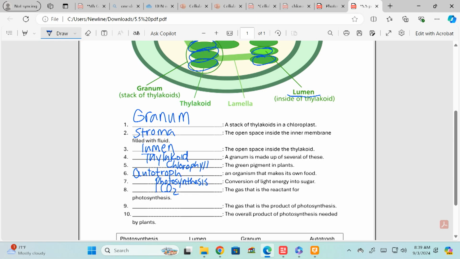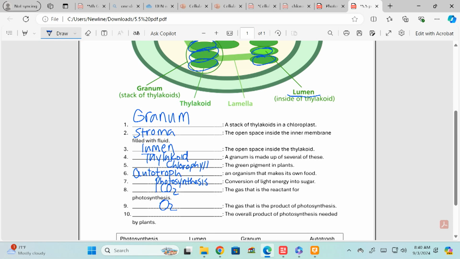Number 9 is asking the gas that is the product of photosynthesis. Product means what are we getting out of it? So we put in carbon dioxide, what do we get out of it? We get out oxygen. And so I'm just going to abbreviate that as O2. That's the type of oxygen that we breathe. Great, let's check out that last one, y'all.